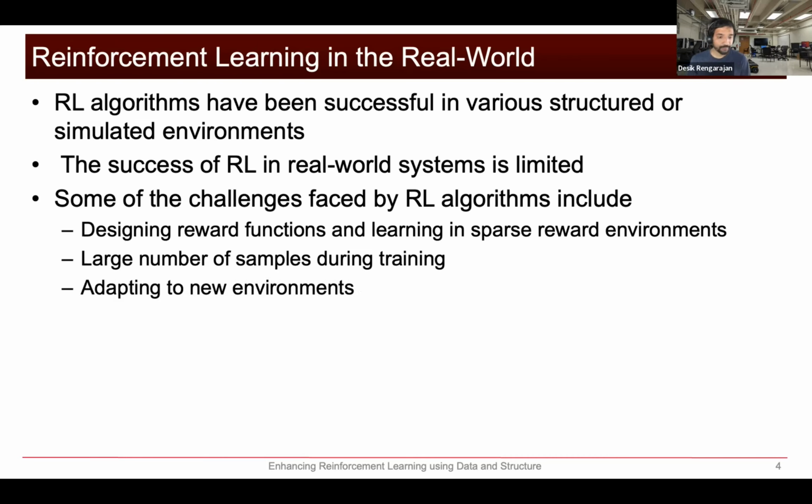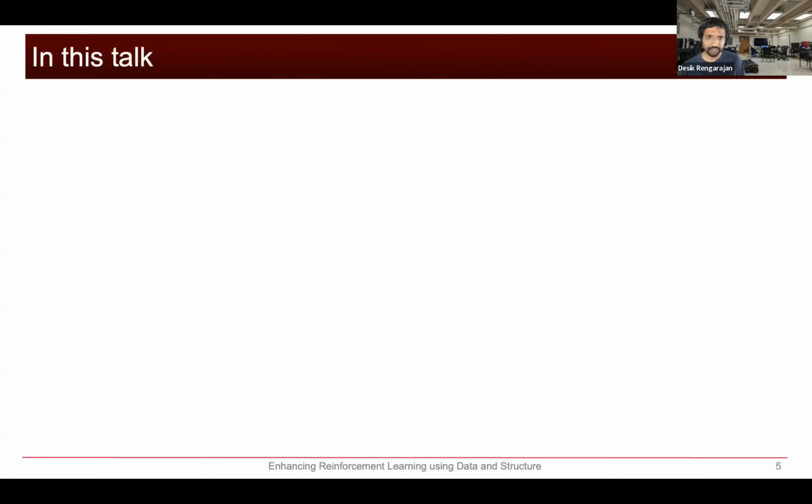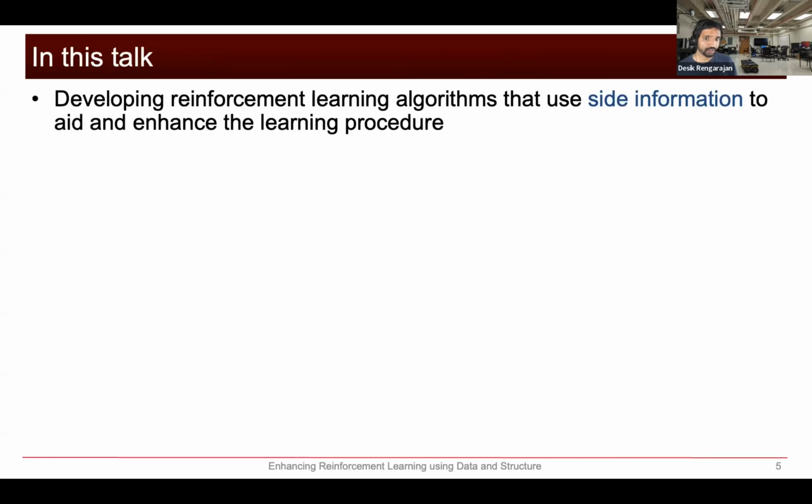And third, adapting to new environments is very hard, because if they have trained on one particular environment and you have to adapt to a new one, you might have to retrain your algorithm all over again. These are some of the challenges they face, and there are many more. So in this talk, I'll be talking about developing new reinforcement learning algorithms that make use of some side information. This side information is used to enhance the learning procedure. That is, how do you make reinforcement learning algorithms better when you have access to some sort of side information?